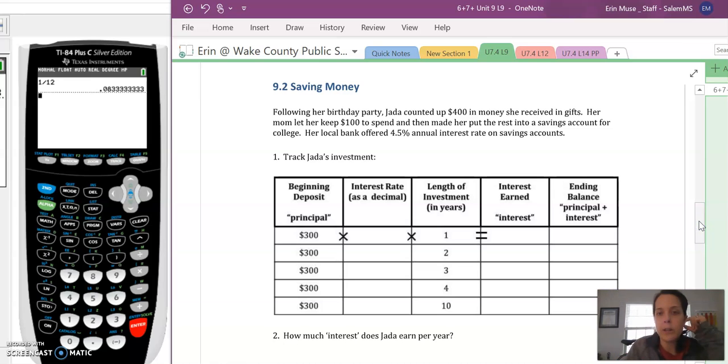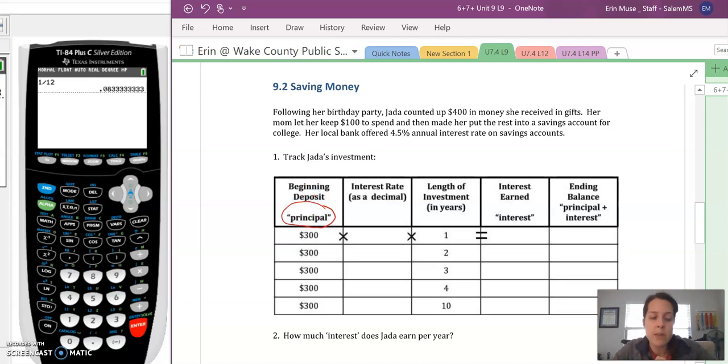Following her birthday party, Jada counted up $400 in money she received in gifts. Her mom let her keep $100 to spend and then made her put the rest into a savings account for college. Her local bank offered a 4.5% annual interest rate. So the first thing they want you to do is to recognize a couple of the vocabulary words. Anytime that you have a beginning deposit, that's going to be called your principal.